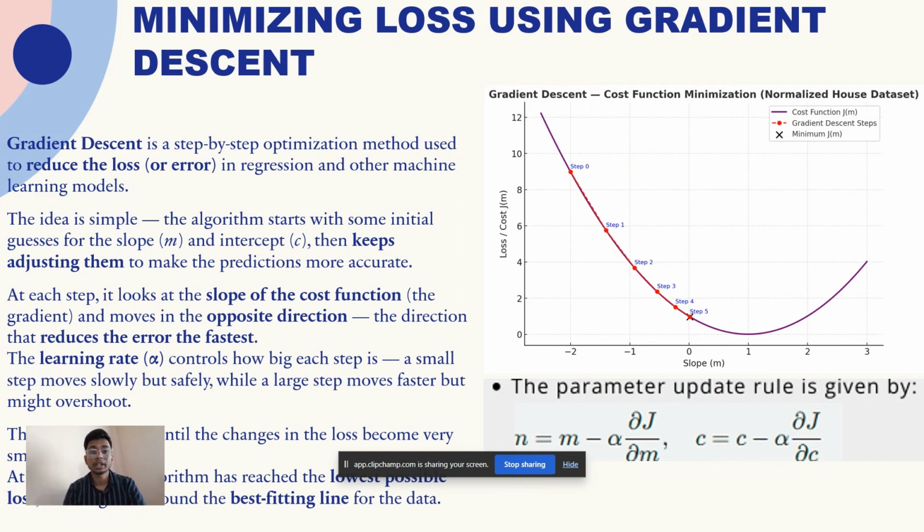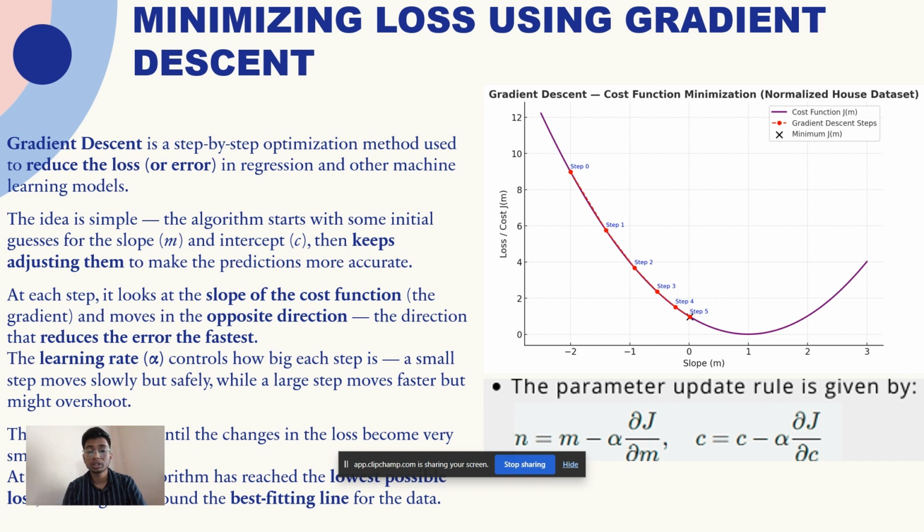Minimizing loss using gradient descent. It's an iterative algorithm that keeps on adjusting m and c to reduce the loss step by step. Imagine you are standing on top of a mountain. The loss function represents the mountain shape. Your goal is to reach the lowest point, which represents the minimum loss.